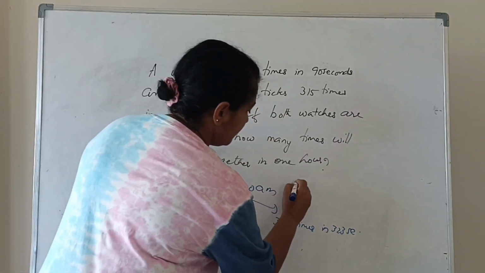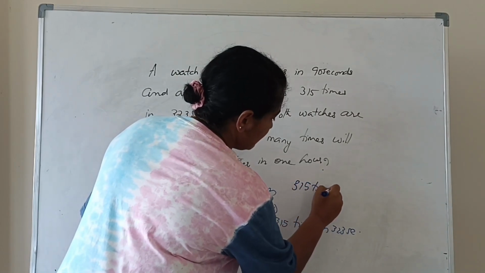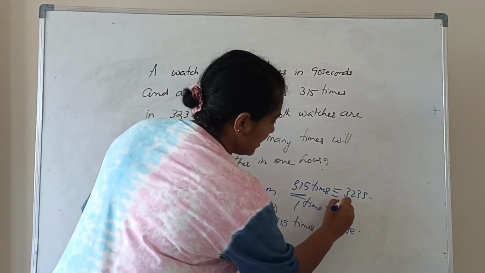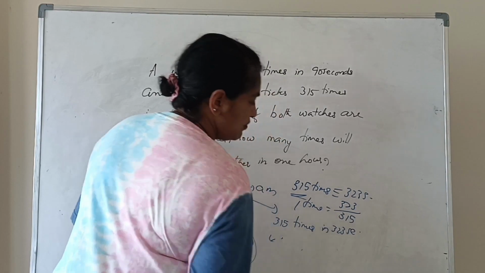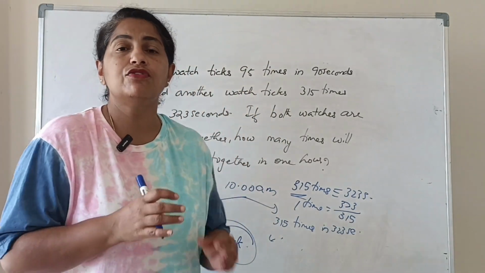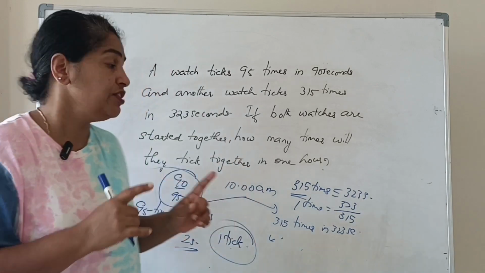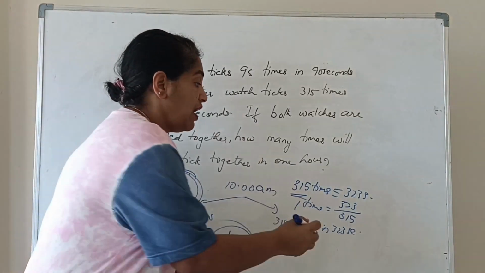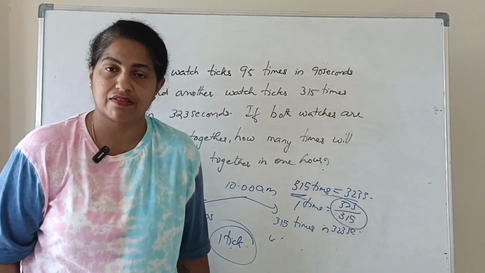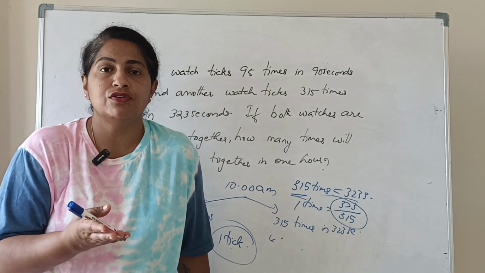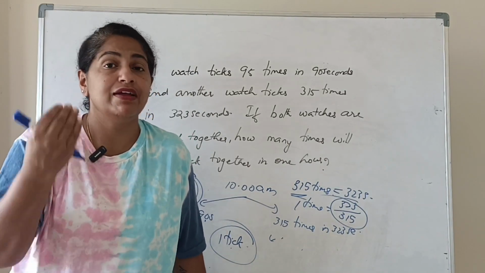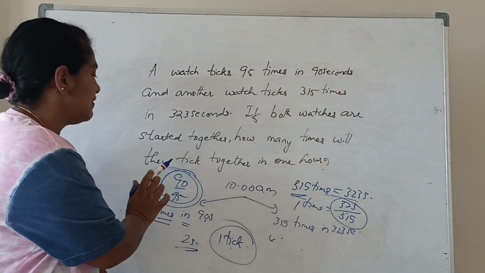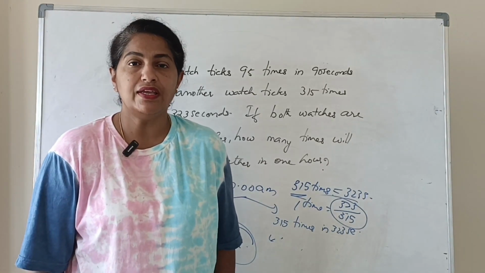Okay. Similarly, 315 times in 323 seconds. So for ticking one time, it takes 323 by 315. So basically, you have two watches now here. One watch ticking after every 90 by 95 seconds and the second watch ticking after every 323 by 315 seconds. Clear? Now what do we need to do? We know that we need to find the time when they will tick together. So for that, we need to find the LCM of this number as well as this number. Okay?